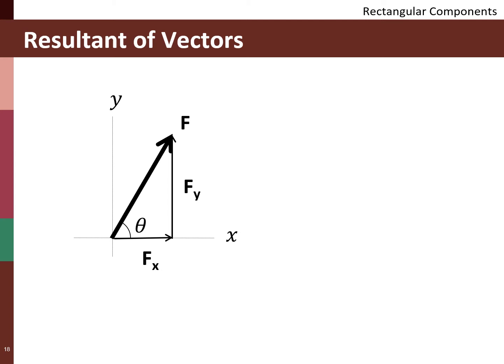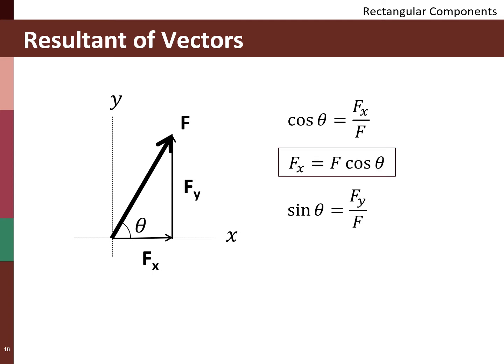For right triangles, we can use the trigonometric relations, such that the cosine of theta is equal to F sub x over F, and the sine of theta is equal to F sub y over F. Rearranging the equation, the x component of F, which is F sub x, is equal to F times cosine of theta, and the y component of F is equal to F times the sine of theta.